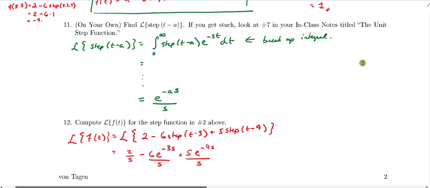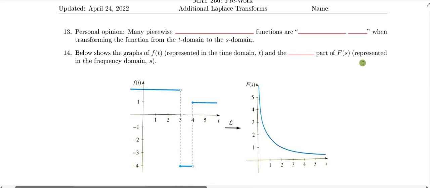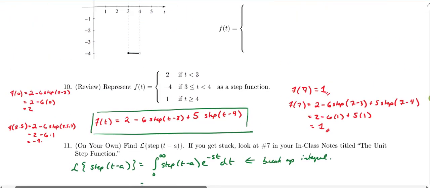So folks, I feel like now is a really good time for a visualization of part of the Laplace transform. This sort of shows the utility of it. This is my personal way of thinking about the Laplace transform. Many piecewise discontinuous functions are smoothed out when transforming the function from the t domain to the s domain. So below here, we've got the graph of f of t, which, surprise, is the same piecewise function that we had here.